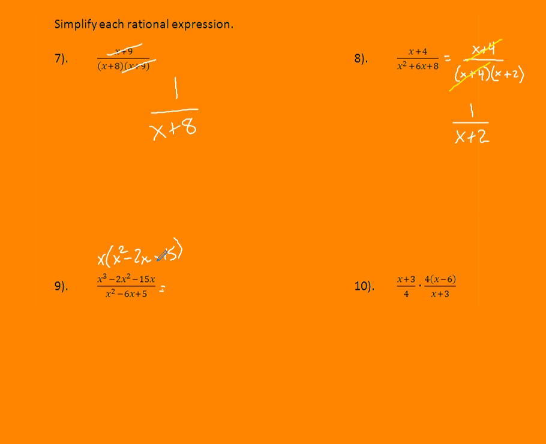Factors of 15 that subtract to give you 2. Those are going to be 3 and 5. So I have a 5 in one, a 3 in the other, obviously an x in each. And then this minus in front means the bigger number gets a minus, and the only way to make it a negative 2 is if this guy's a plus.